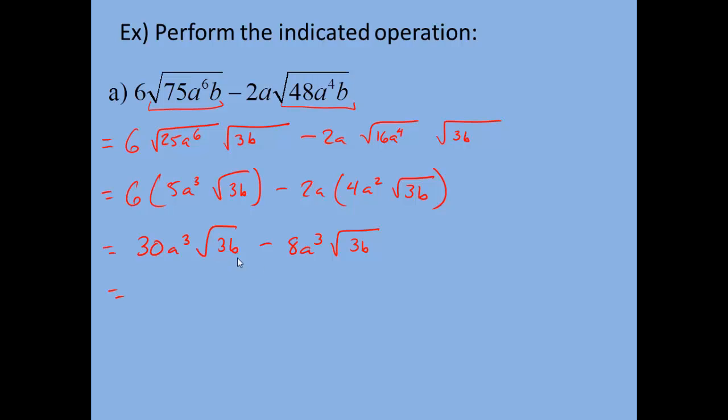And now these are like radicals. They have the same root, right? They're both square roots, so the same radicand, same thing on the inside. And the coefficients of these terms, a to the third and a to the third, are the same, so I'm allowed to combine these. So 30 minus 8 gives us 22a to the third square root of 3b.